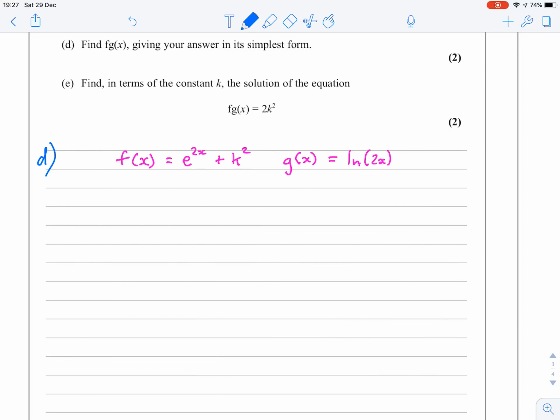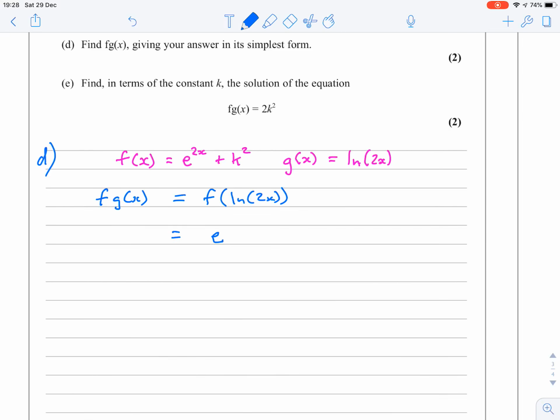Part D. Find fg of x, giving your answer in its simplest form. Well, I've put a reminder down of what f and g actually are here. f(x) is e to the 2x plus k squared, and g(x) is the log of 2x. So if we want fg of x, we first apply g to x, because we apply composite functions from the inside working outward. So this is f of the log of 2x. And what does f do? f takes x and gives you e to the 2x plus k squared.